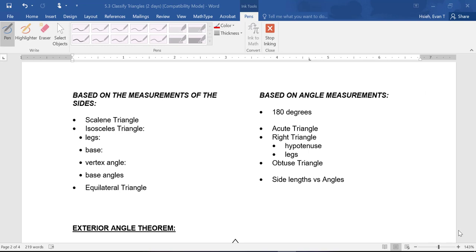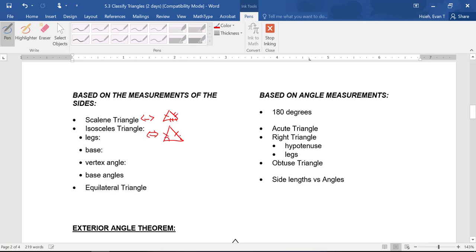So at the top of the next page is just a rundown of material that you need to know from this section. First thing is a scalene triangle. That's basically just a triangle that has no sides congruent to each other. Isosceles triangle has two sides that are congruent to each other.